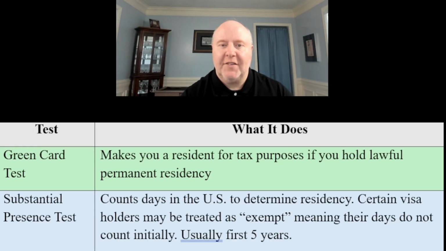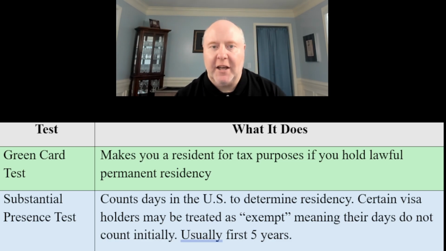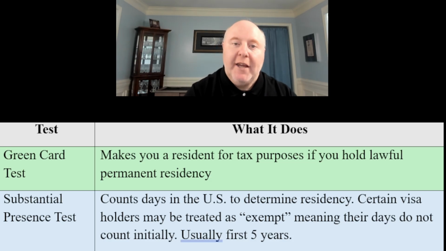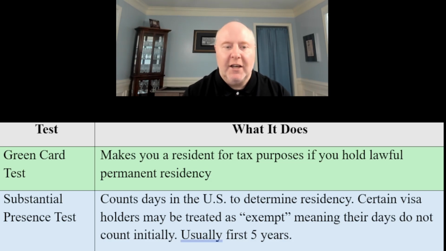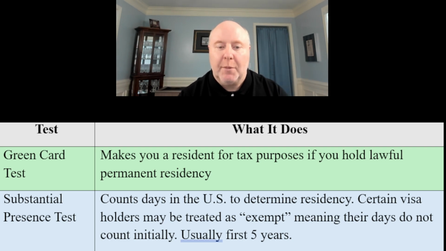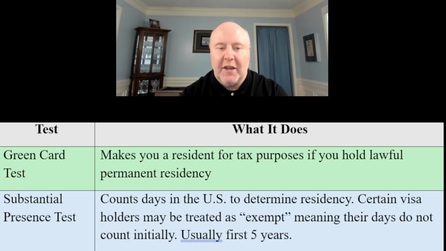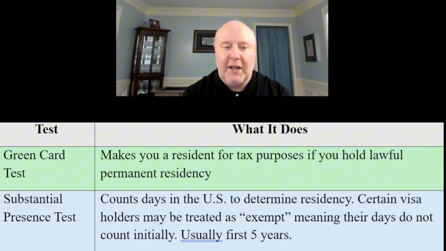So what are the tests to determine whether we're going to be filing with the 1040 or the 1040 NR? Look, if you're on a visa, the F, the J, the M, the Q, you're probably going to be doing the 1040 NR. Now, here's the actual test that would be applied. The first one's going to be the green card test. It makes you a resident for tax purposes if you hold a lawful permanent residency. So if you hold that green card, then you're going to be doing the 1040.